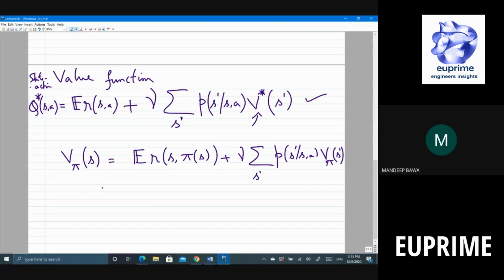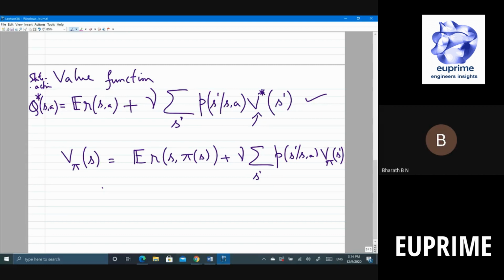Sir, is it that basically the maximum reward which we can get from Q star of S, A by taking any action, that will be equivalent to V pi of S? Can you repeat that? Sorry, I missed the point in between. So, can we write V pi of S equal to the maximum over all actions of Q star of S, A?